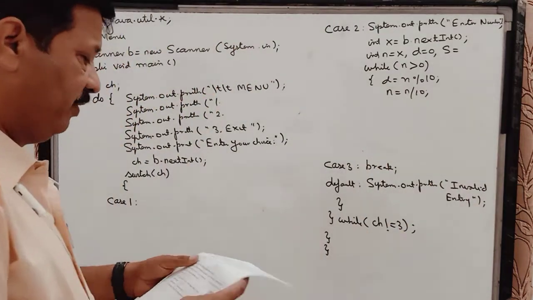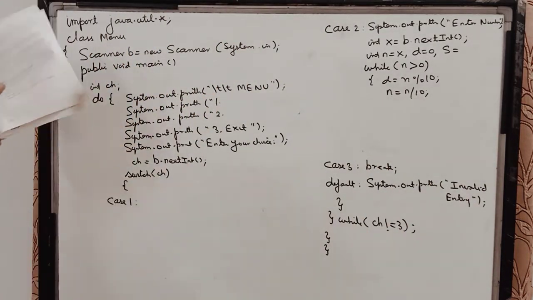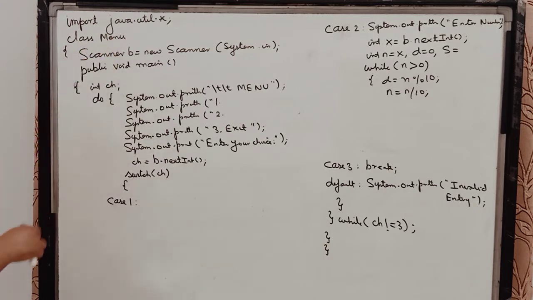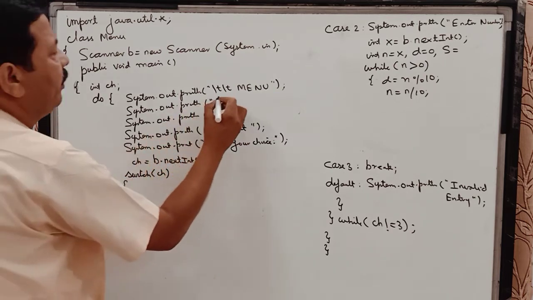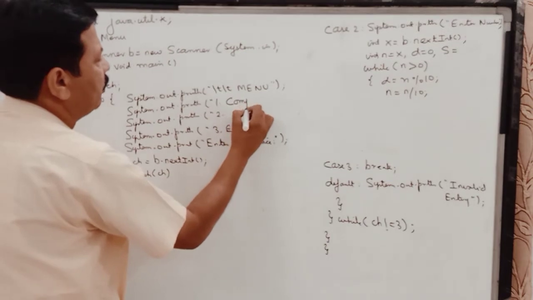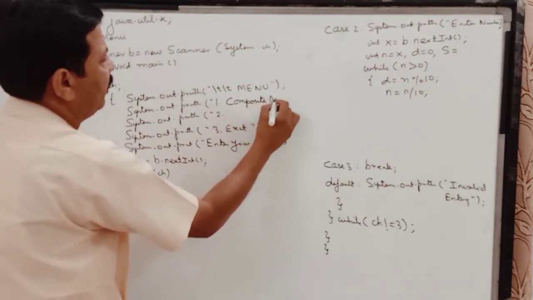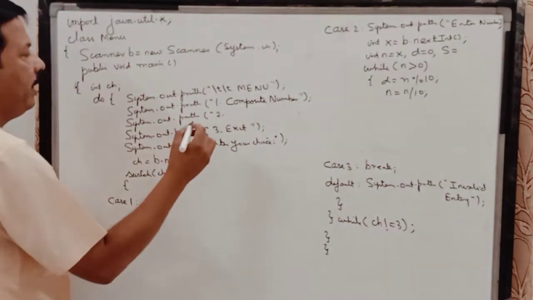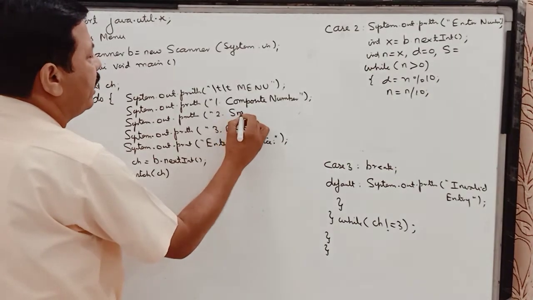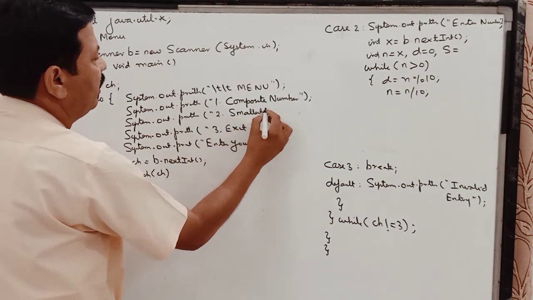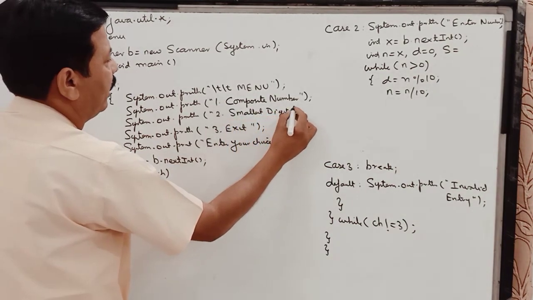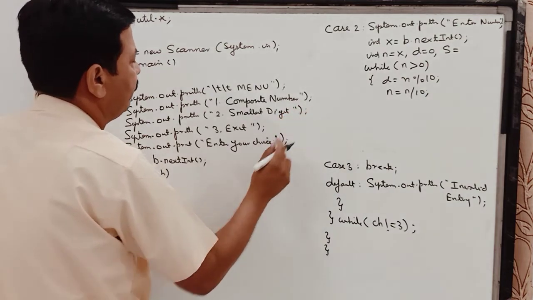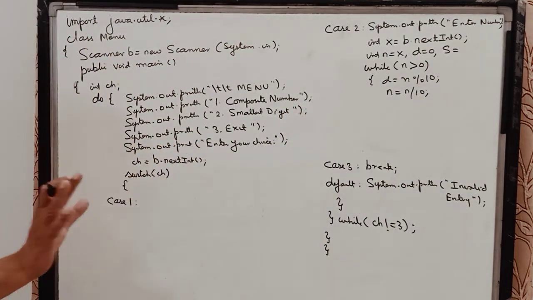So in this program, we have to write a menu. We import java.util, we write class menu, we create a scanner object, and public void main. I have taken a variable ch. Now children, there are two options. Number 1 is for composite number, so in my menu I am writing composite number. The second option is to find the smallest digit, so I am writing smallest. After entering a number, I have to find the smallest digit. Third is exit, enter your choice, everything is the same.